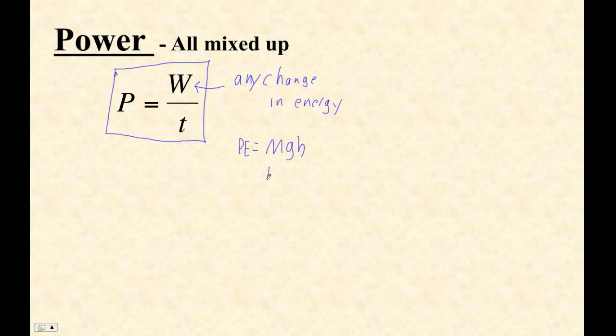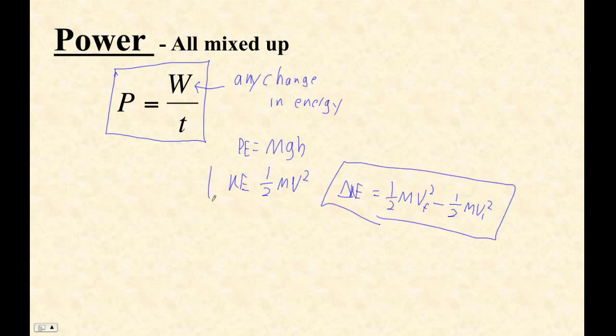It could be that we speed something up, so it could be kinetic energy. It could also be a change in kinetic energy, which would be the final kinetic energy minus the initial, (1/2)mvf squared minus (1/2)mvi squared. So any of these could be our change, or even, we could write problems where we go up a hill and speed up. That could be our change in energy.